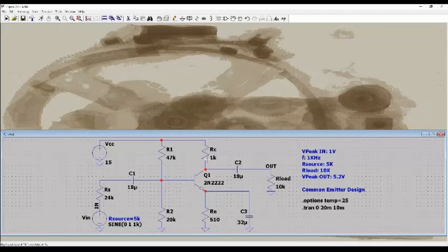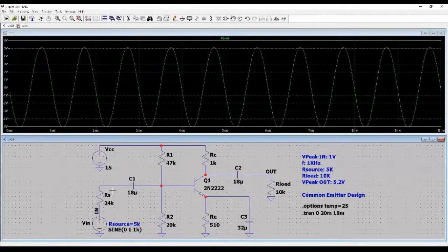The input signal is amplified approximately by a factor of 5.2 volts per volt. As you can see in the simulation, the output signal has a phase displacement of 180 degrees from the input signal. This means that when the input signal rises, the output signal decreases, and so on.